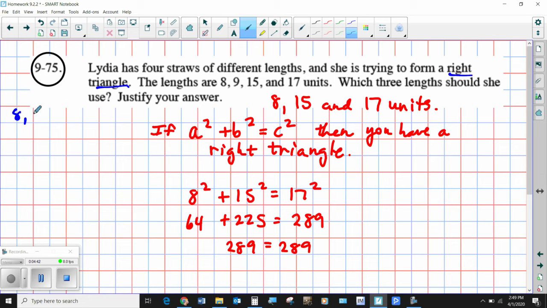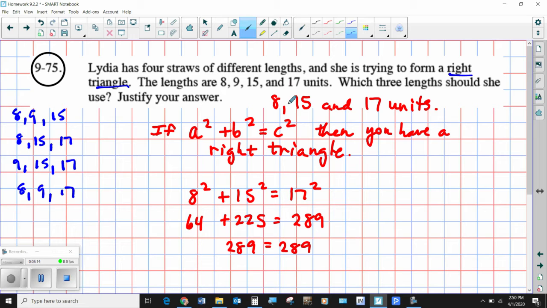We can do the 8, the 9, and the 15. We could do the 8, the 15, and the 17. We could do the 9, the 15, and the 17. And is there anything else? I don't even think there's any other combination of two shorters. I guess you could have 8, 9, 15. Oh, you could have had 8, 9, 17 too.